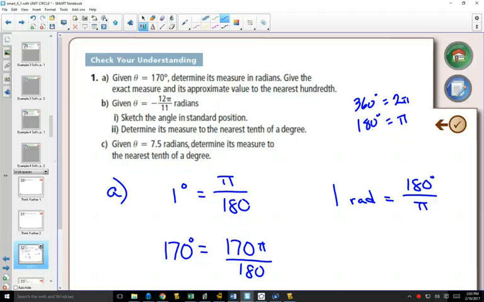I multiplied by 170 here. So I just took this and multiplied it by 170 there. Because if 1 degree is pi over 180, 170 would be like 170 pi over 180s. And so we just multiply them together. If you type this into your calculator, we find out that this is approximately 2.96, 2.97 when we round it correctly.